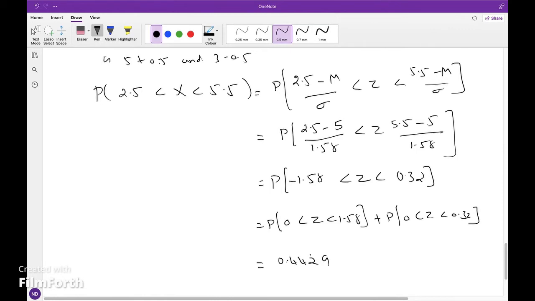0.4429, Z lies between 0 to 1.58, plus Z lies between 0 to 0.32 is 0.1255. So this value is 0.5684. So the probability of getting 3 or 4 or 5 heads is 0.5684.